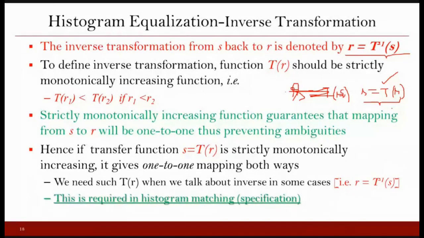So in the earlier case, our objective was to have just a monotonically increasing function. But if, in any application, we also want to compute the inverse from this transformation function, then this should be a strictly increasing function. And if it is a strictly increasing function, you will see that this can provide us one-to-one mapping. And this is actually the requirement in case of histogram matching or histogram specification. We'll see more details about this later. But if we are talking about this transformation function T(R) for histogram matching or histogram specification, then this needs to be a strictly increasing function, which will guarantee that the inverse exists.